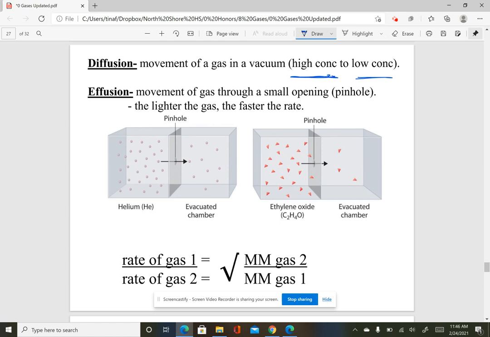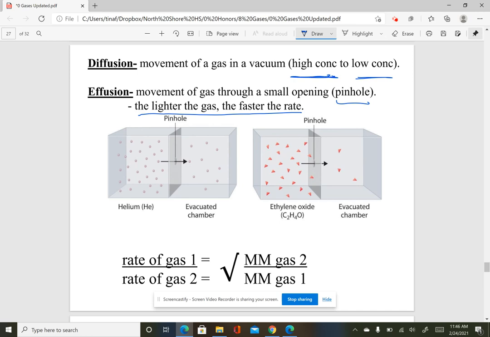Effusion is more specific. It's when gas is in a container and then there's a little pinhole made in that container, and the gas particles are going to escape through that pinhole, right? And the important thing to remember is that the lighter the gas is, the faster the rate of effusion is.